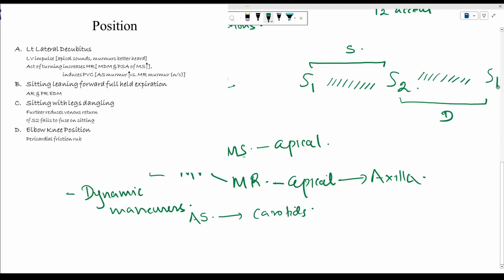When you're looking for an aortic regurgitant murmur, you need to make the patient sit up, lean and bend forward. Take a deep breath, exhale and hold the breath on exhalation. So these are the dynamic maneuvers which we will be discussing in another video, which you'll have to master.